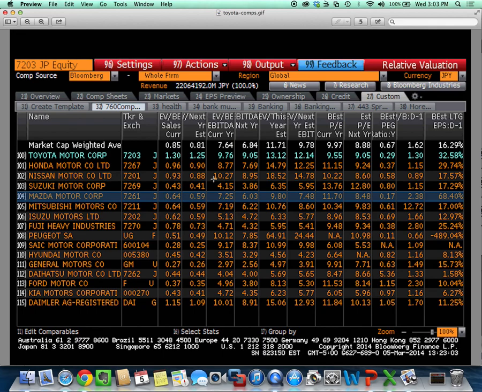Right? Next, the PEG ratio. For $1 of earnings growth, the average auto company generates 67 cents of value. For $1 of earnings growth, Toyota generates 29 cents of value. Well, why do you think Toyota's trading at such a discount in the PEG? Assuming there's no problems with the PEG, what would that tell us?